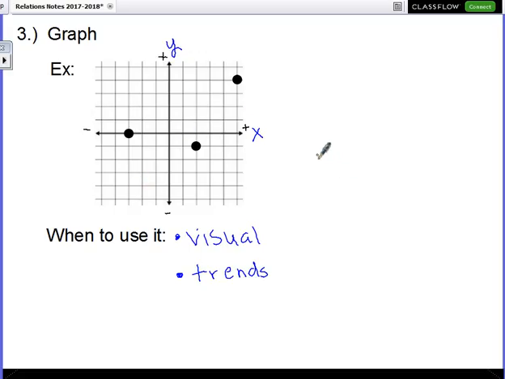And really that's it for relations. You've just got to know when's the best time to use them, and that all three ways represent a relation. Not one is more important than the other, but they're used at different times.